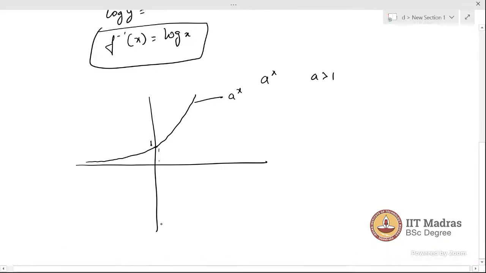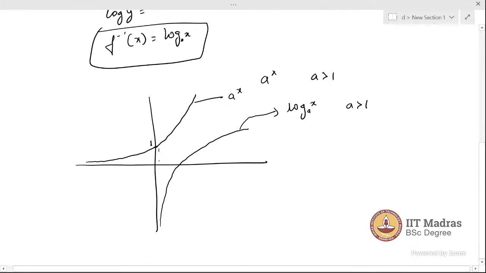It's something like this. It goes something like this. Okay, so this is our log x graph, and what is the base for this? It's basically log to the base a. Here also it was base a. Okay, and over here as well, a is greater than 1.